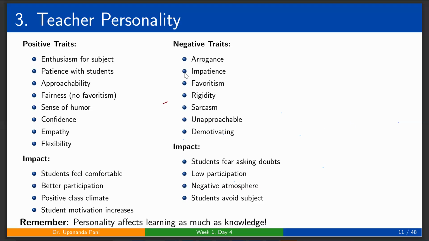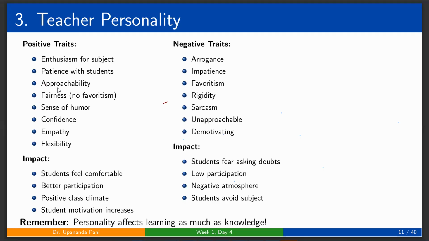Then teacher personality. What are the positive traits? What are the negative traits? What is the impact of positive traits? And what will be the impact of negative traits? First, let's focus on the positive traits. First of all, enthusiasm for the subject. Means the teacher should be very highly motivated to teach a subject.